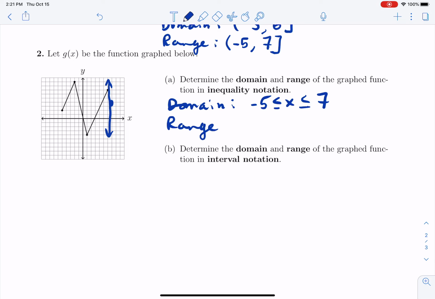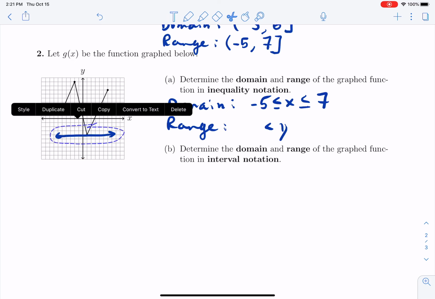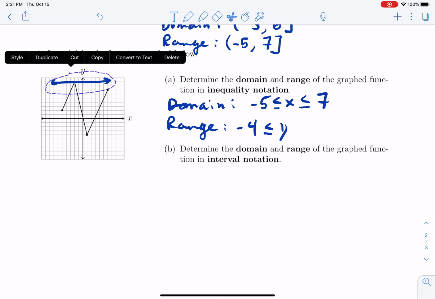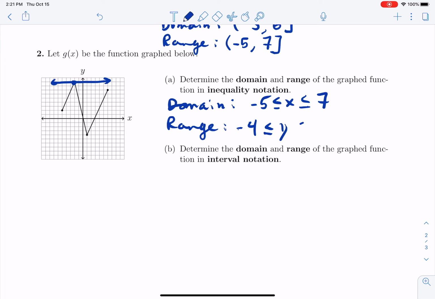Okay, so for my range then, remember, range is y values. So I'm going to draw a horizontal line to kind of help me see it. My smallest y value occurs here, so that's at -4. And it is included because there's a filled in dot. My largest y value occurs all the way up here, and that is at 9. And notice it's a filled in dot as well.